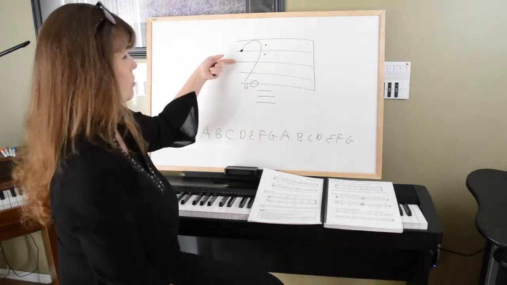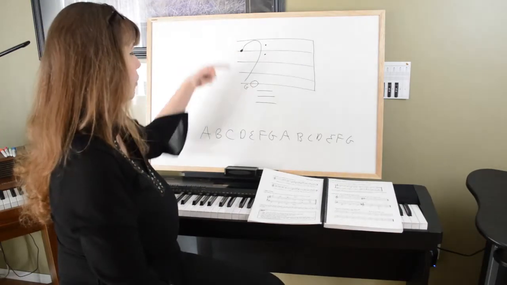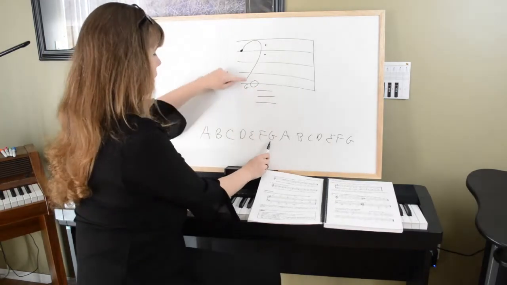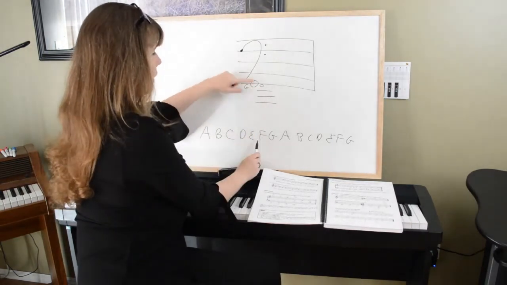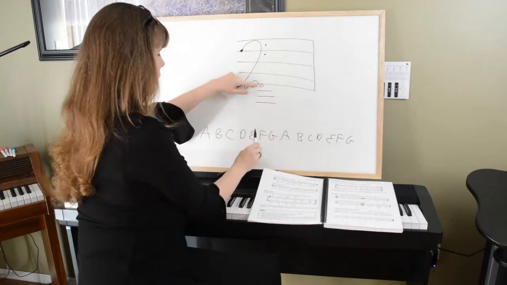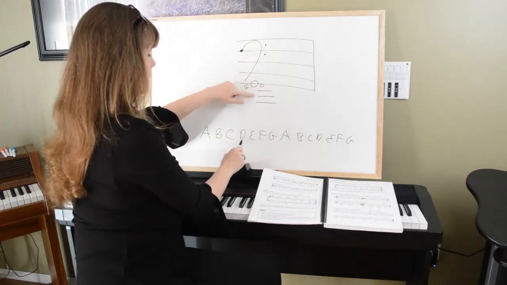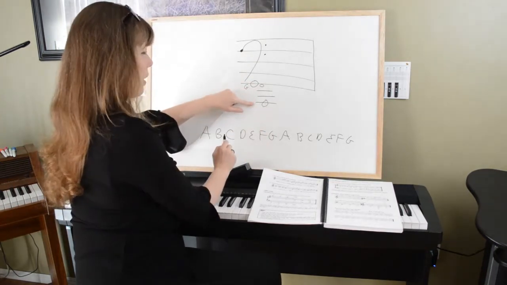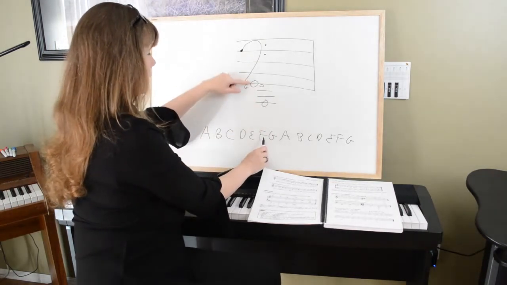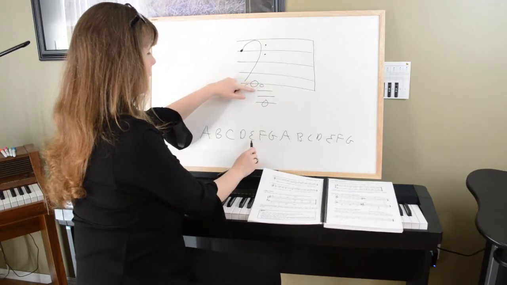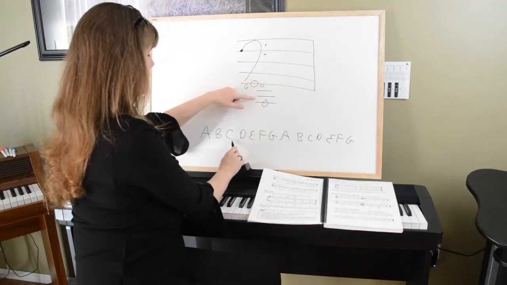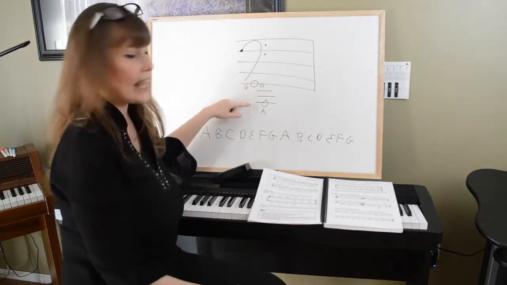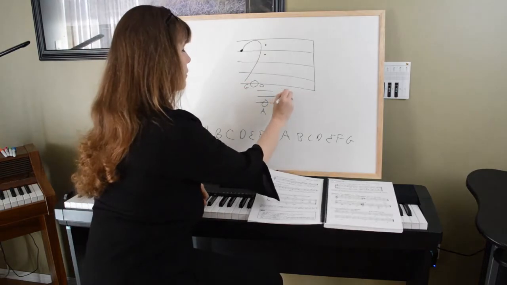For grizzly bears don't fight anymore, good birds don't fly away. And we're going to go backwards on the alphabet. So before G comes an F, and then we have an E, D, a C, and then on the lines. So G, F, E, D, C, B, that's an A.